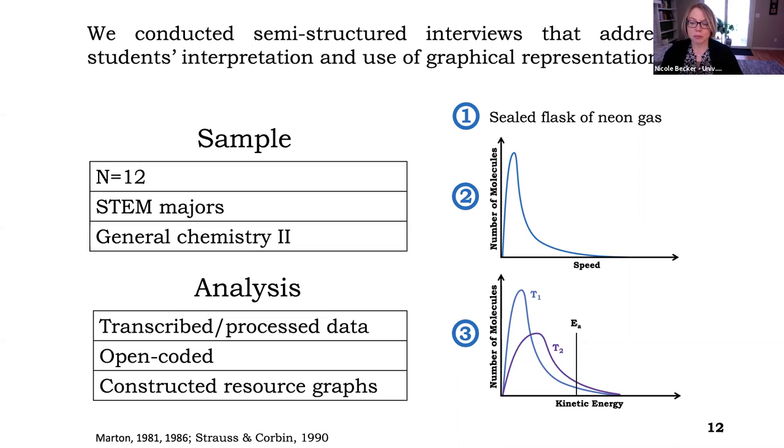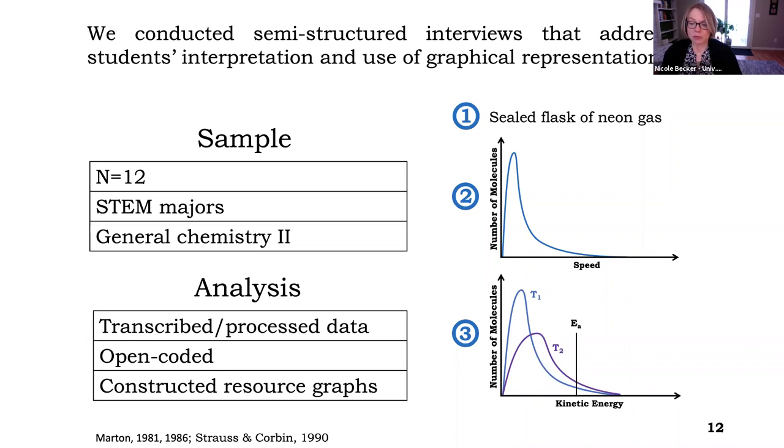In the second interview prompt, we showed students a distribution graph for the same sample, which showed number of particles versus particle speed. We asked students to describe what they thought the graph was showing, with follow-up questions addressing what students understood by specific graph features, like axes, peak, area under the curve, et cetera. Then we asked students to sketch how a graph would look if the temperature of the sample were increased.